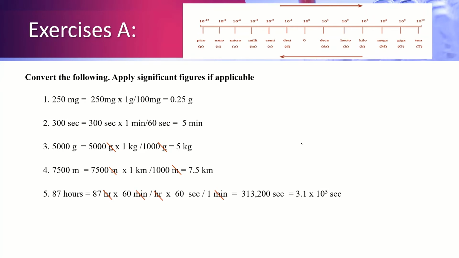And since you are multiplying numbers, or you have factors wherein you consider significant figures, the final answer should only have 2 significant figures. So you round it off and write it in scientific notation. So the final answer is 3.1 times 10 to the power of 5 seconds.